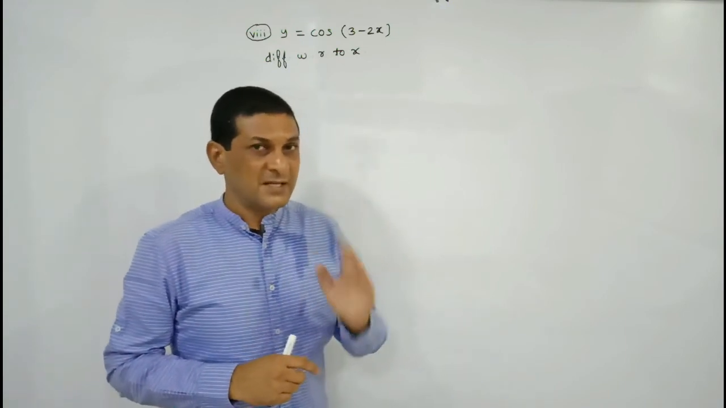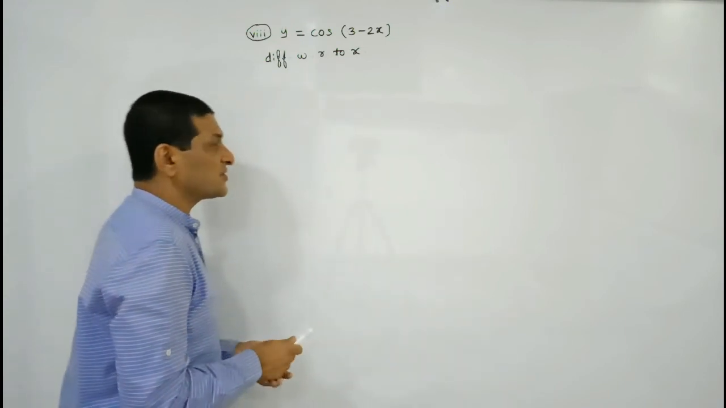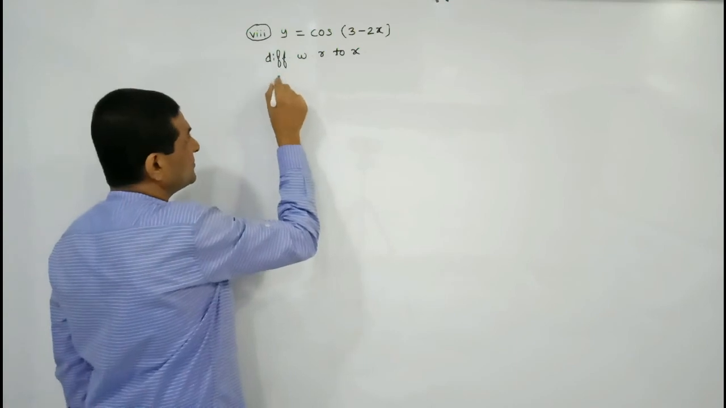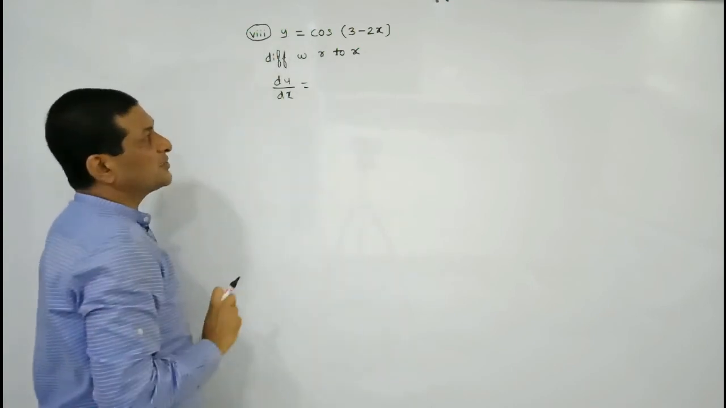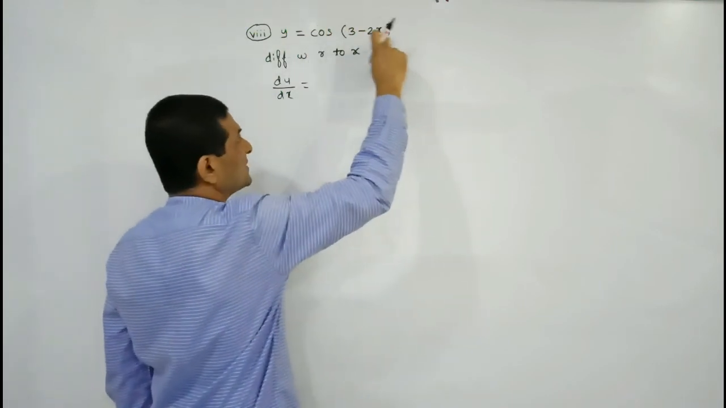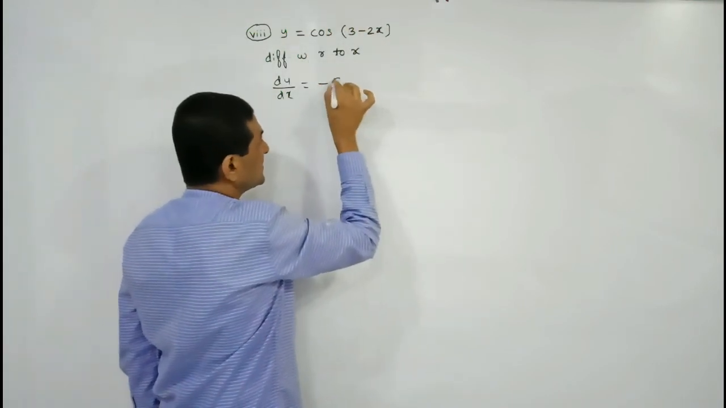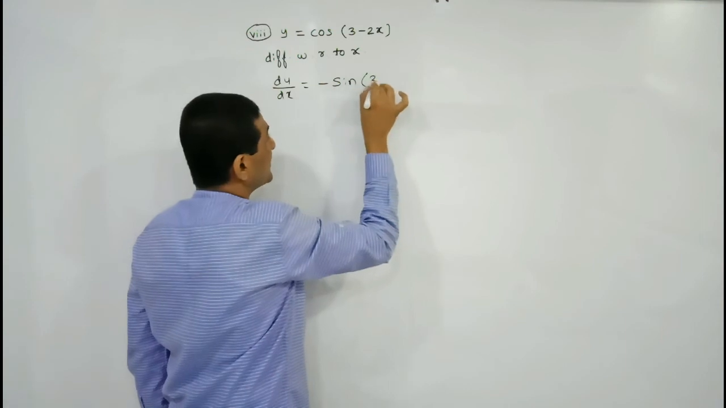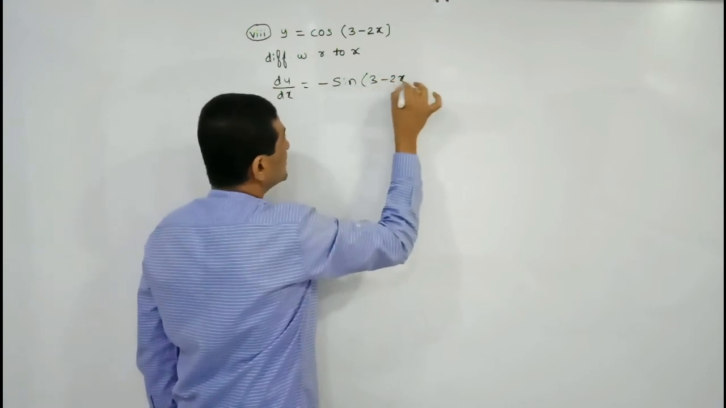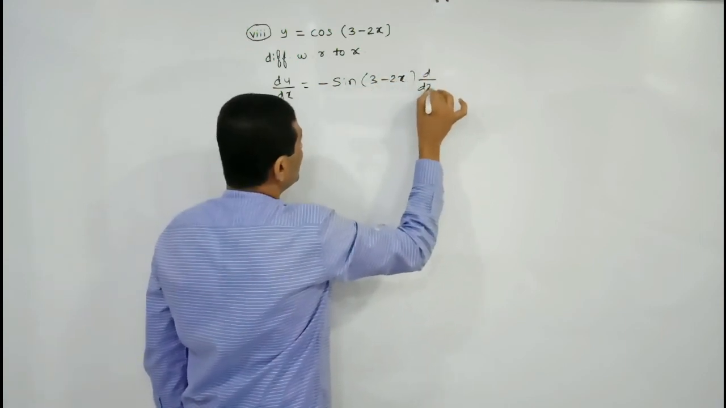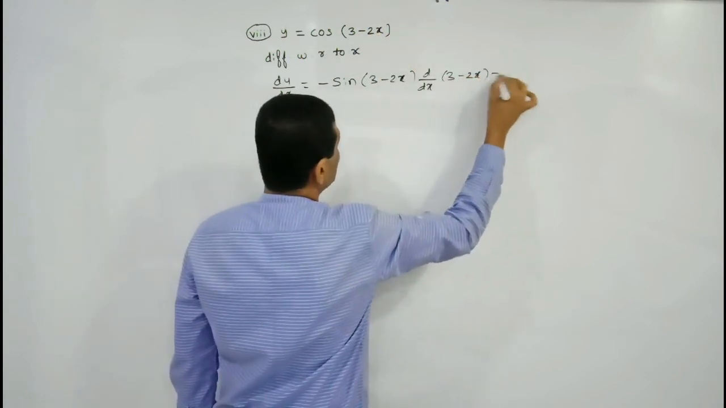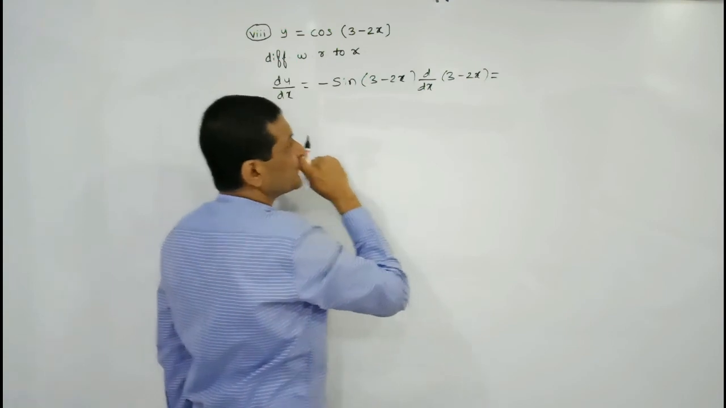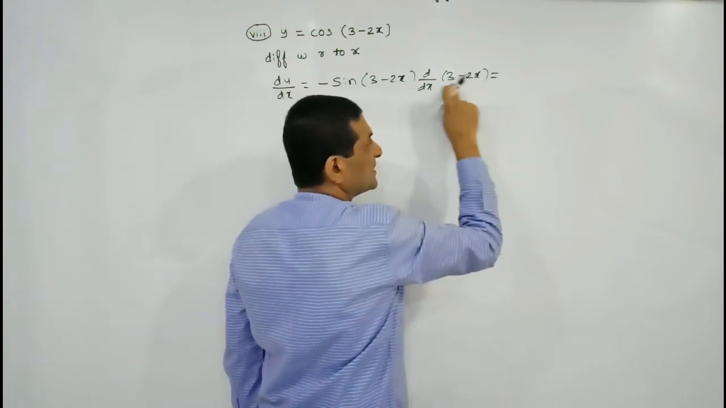Example number 6. Okay, so let us try to find the first order derivative. So we are differentiating it with respect to x. To find the value of the first order derivative, the function is in the form of cos f of x. What is the derivative of cos f of x? It will be minus sine f of x. What is f of x? 3 minus 2x, into the derivative of f of x, where f of x is nothing but 3 minus 2x, isn't it? So which is equal to, now here the differentiation of this term, is it equal to minus 2?